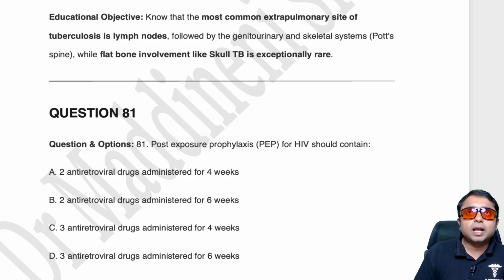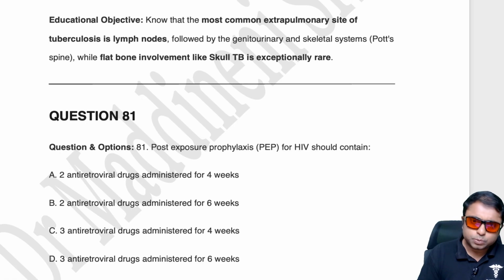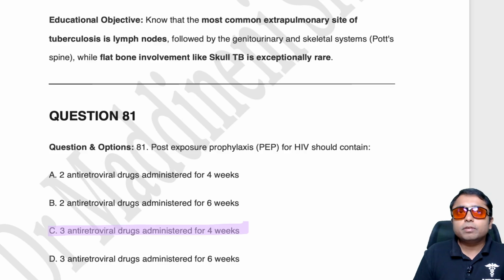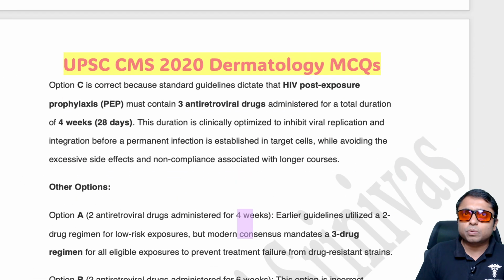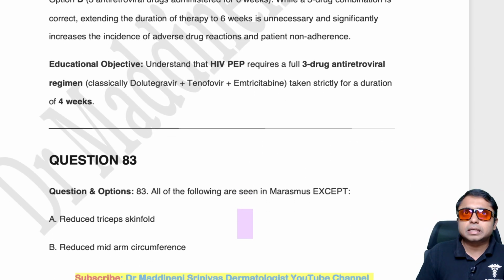Post exposure prophylaxis for HIV should contain... So this is what I have told. It was asked in the same paper twice. So it will be 3 antiretroviral drugs for a period of 4 weeks. We have already seen what the drugs are. So let us see the next question.